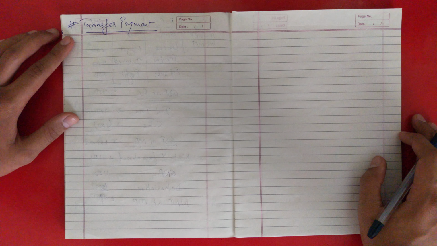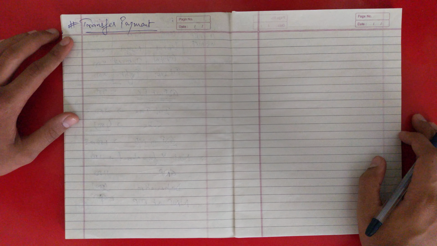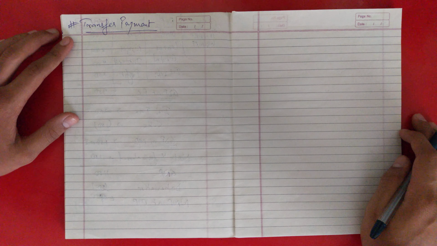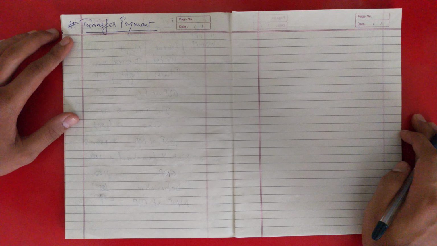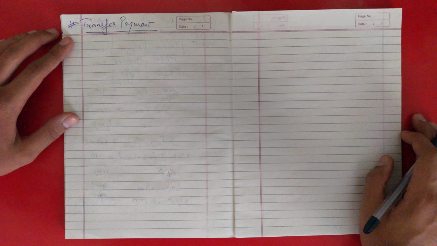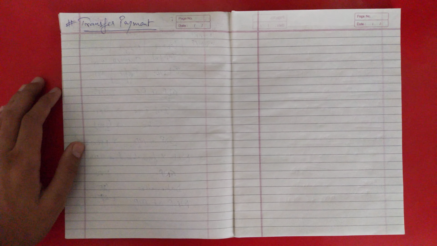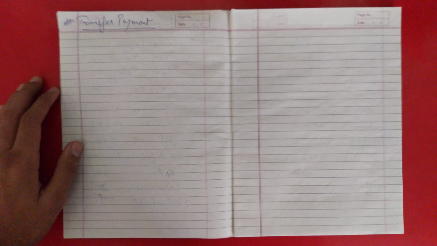So transfer payments are basically given by the government, and they don't expect any service in return. For example, you can say scholarship, and second, you can say pension. Okay, so these are all forms of transfer payments. So this was all about transfer payment. Let's move on to some new topic.